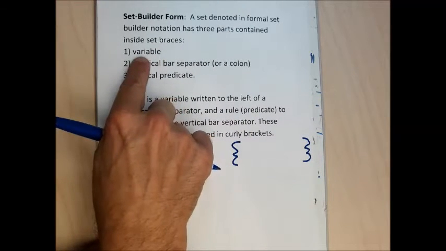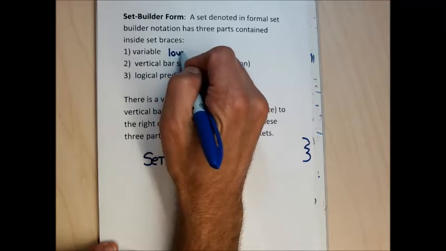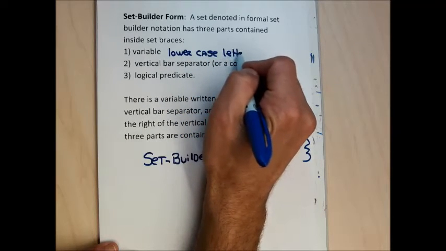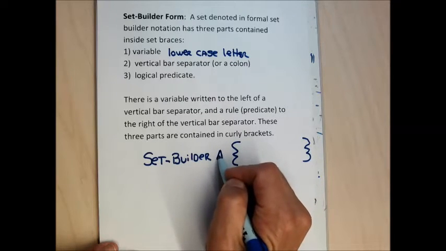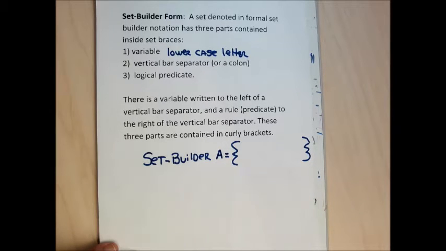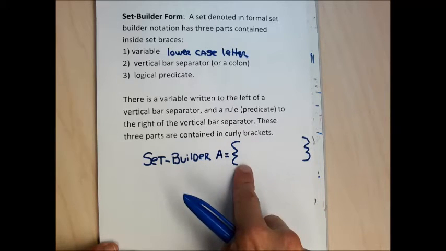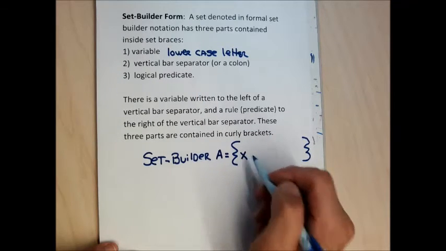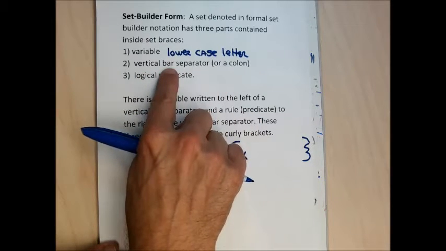The first part is a variable, which means some letter. It's usually a lowercase letter. I probably should have said usually it has the name of the set followed by an equal sign, and then to the right of that we get the set builder notation. The set builder notation has curly braces, and then the first thing inside these curly braces or set braces is a lowercase letter, often the letter X. And then it has either a vertical bar or a colon.